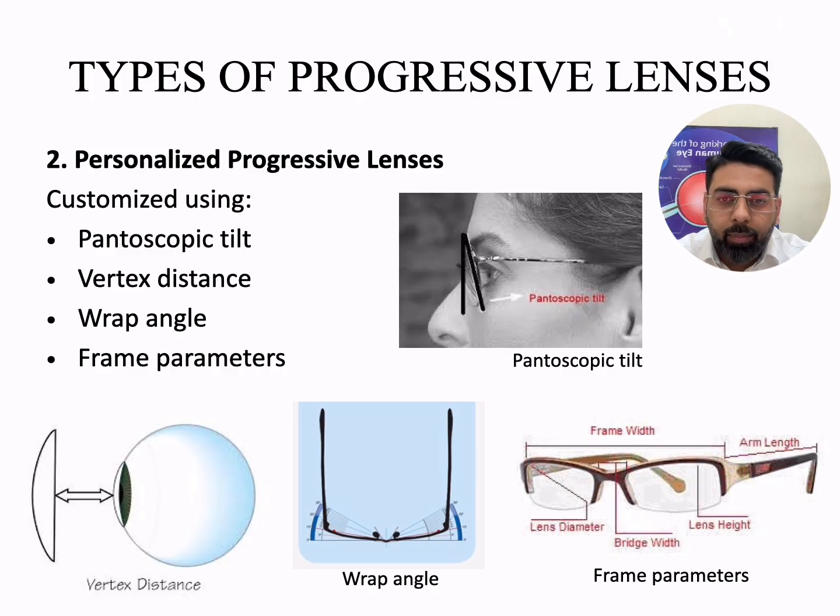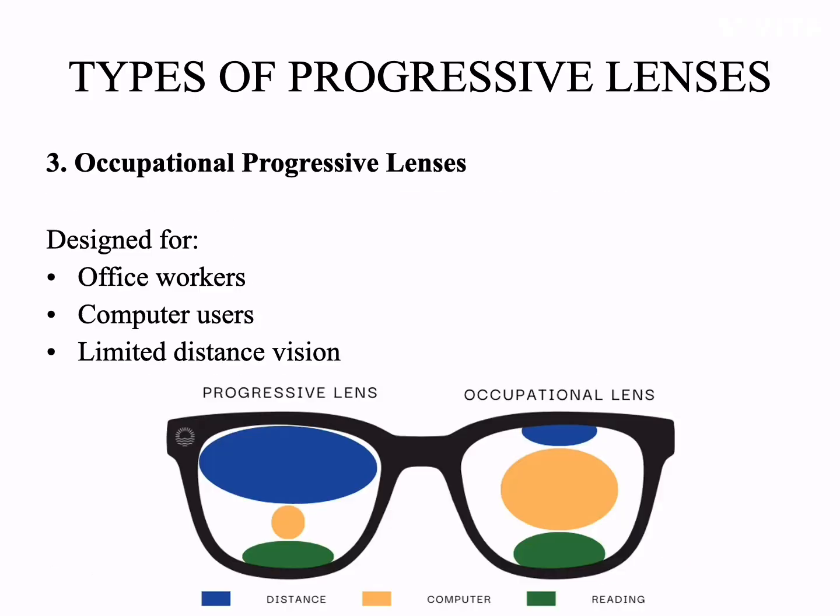And what are the frame parameters? Which are the A, B, C, D, which is the frame width, lens height, lens diameter, which is measured as the effective diameter from the center of the cornea to the maximum surface of the lens, into 2 plus 2. That is how we check the diameter, and then the bridge width. So these things are all counted while making personalized progressive lenses.